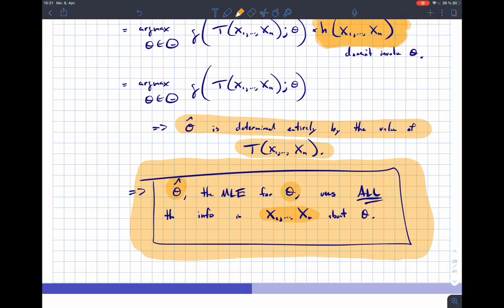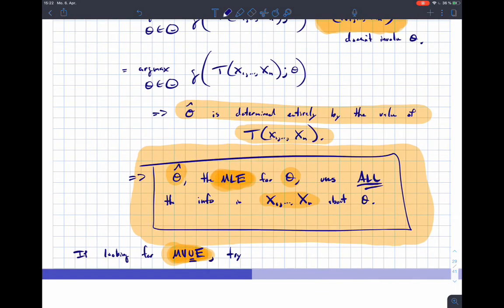Often we find that if we're looking for the minimum variance unbiased estimator, we know that this MVUE is an unbiased estimator which is a function of a sufficient statistic. So we can often just try finding the MLE, the maximum likelihood estimator, because we know it's a function of a sufficient statistic. And then we can try to correct its bias.